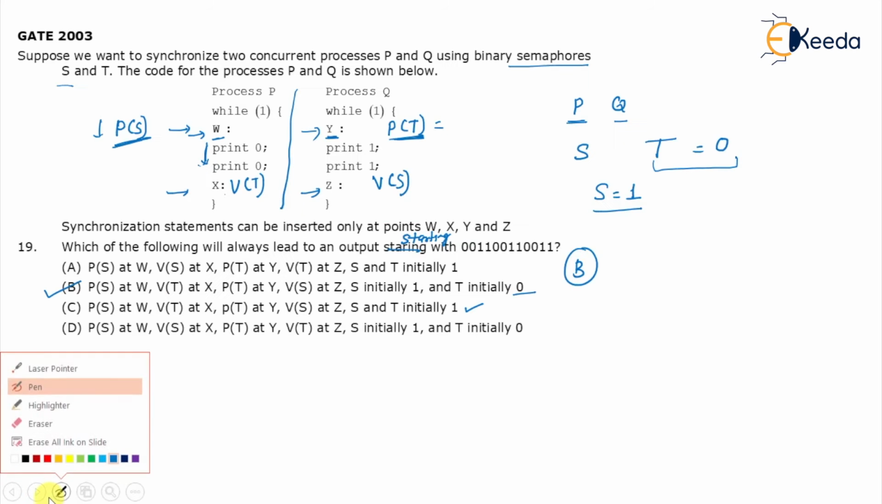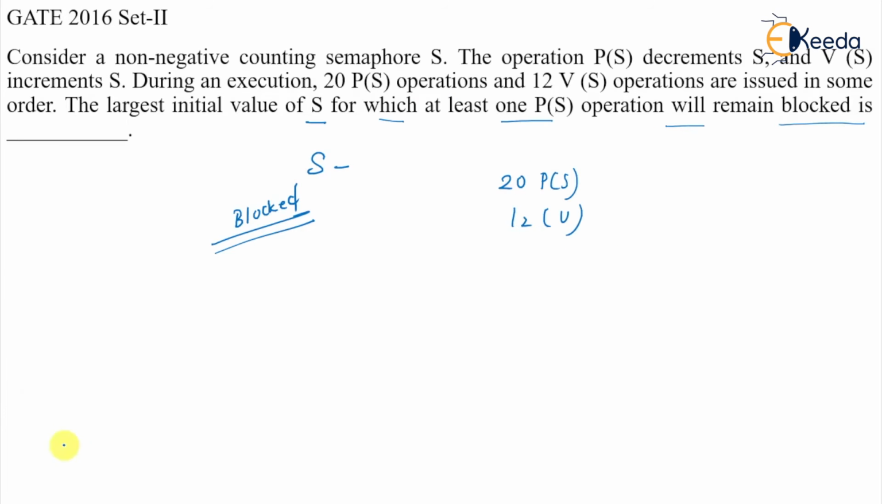So here when I look at this problem, the largest value for which at least one process will remain blocked is. So here if I take the value, suppose 7.